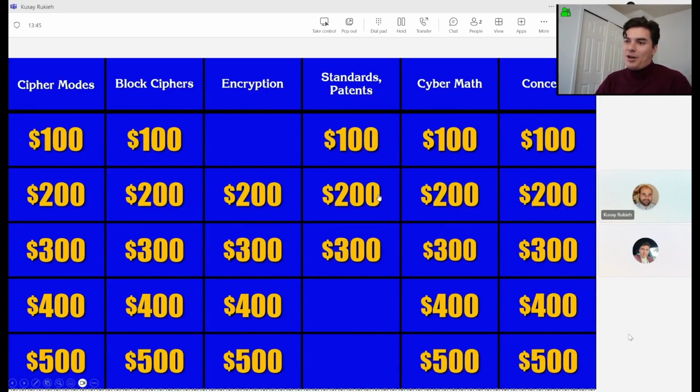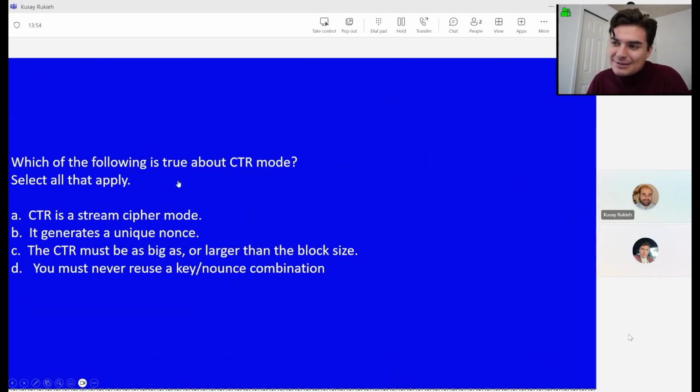Cipher modes for $100. Which of the following is true about CTR? Okay, so counter mode. With counter mode, it turns a block cipher into a stream cipher. So I want to say it does generate a unique nonce. So I want to say A, B, C, and ooh, I'm a little bit unsure about D. Can I phone a friend there?